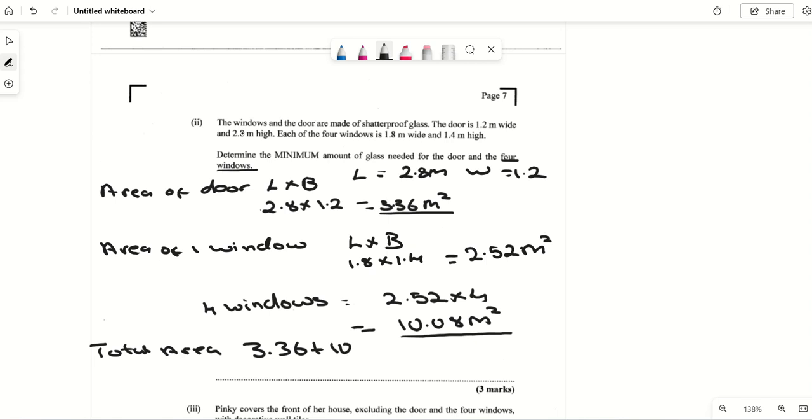3.36 plus 10.08. Do this on your calculator. When you add it up, you're going to get 13.44 meters squared. And that is your answer for this.